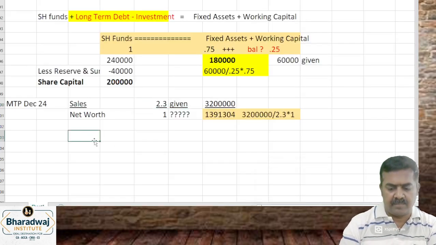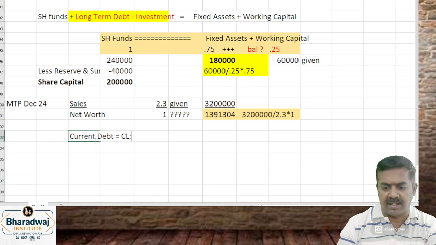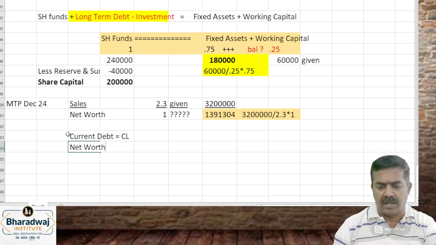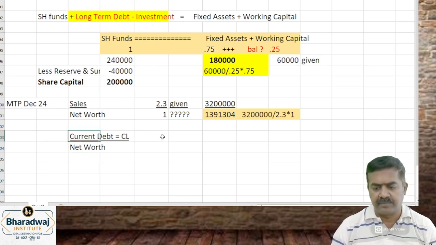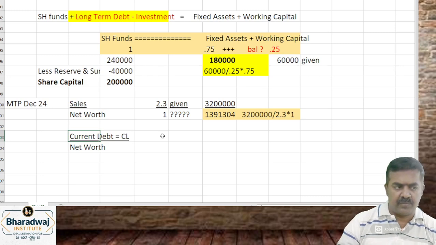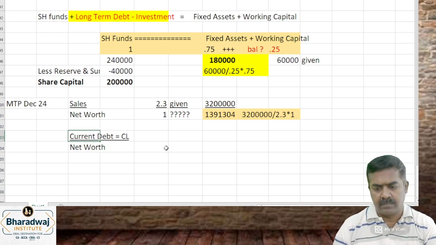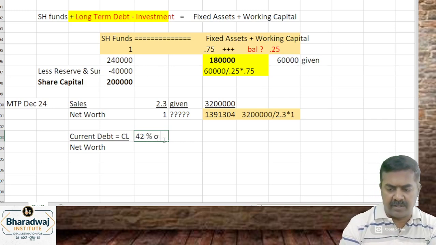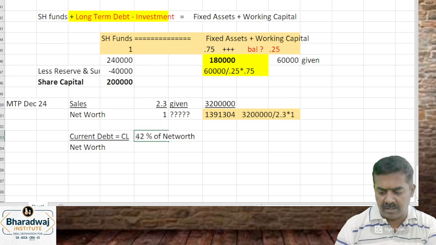Current debt. That is nothing but current liability, as in the question. Divided by net worth. Current debt by net worth, how much is given? 42. Current debt to net worth is 42% of net worth. Current debt is nothing but 42% of net worth.